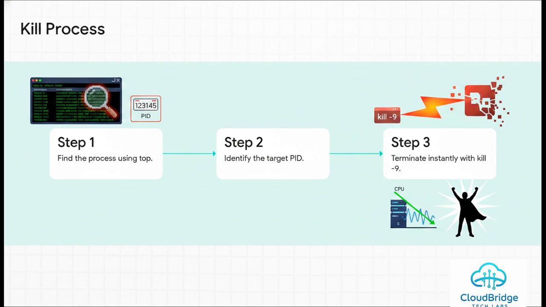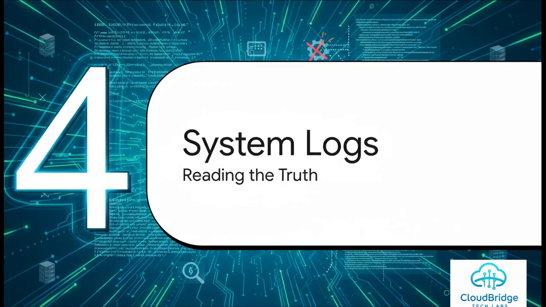Step 3, we bring out the digital sledgehammer. You type kill -9 followed by that PID, and boom, it's terminated instantly. The CPU drops, the server breathes again, and you just saved the day. Next up, Section 4, reading the system logs.